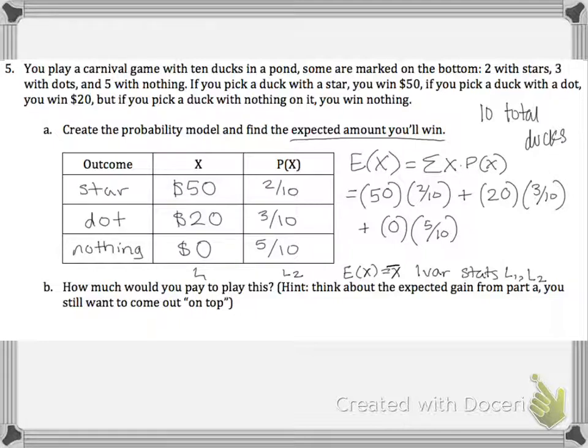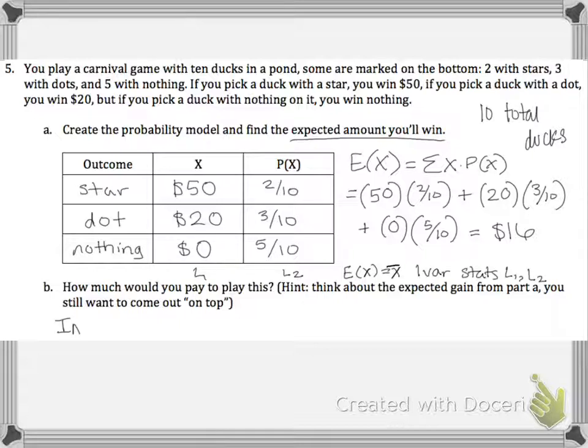So the value we end up getting when we perform this math is 16. So we have an expected value of $16. It says, how much would you pay to play this game? And it says, think about the expected game from part A and how you still want to come out on top. So on top just means an expected value that's positive.